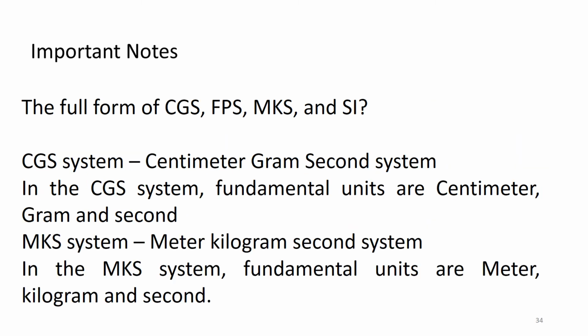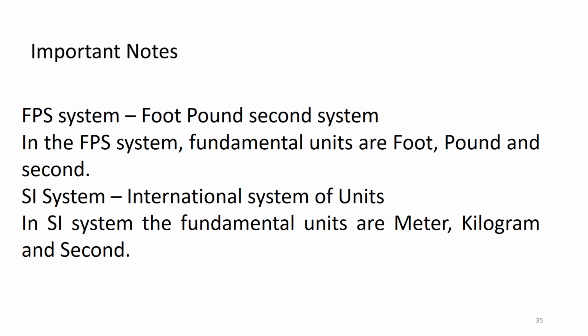The full form of CGS, FPS, MKS and SI. CGS system, centimeter, gram, second system. In the CGS system, fundamental units are centimeter, gram and second. MKS system, meter, kilogram, second system. In the MKS system, fundamental units are meter, kilogram and second.